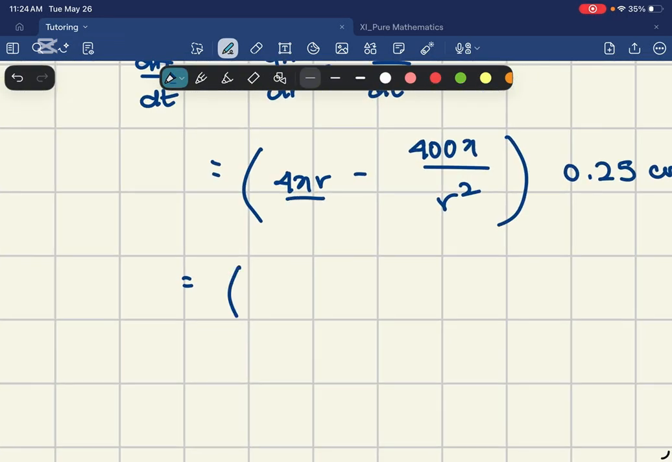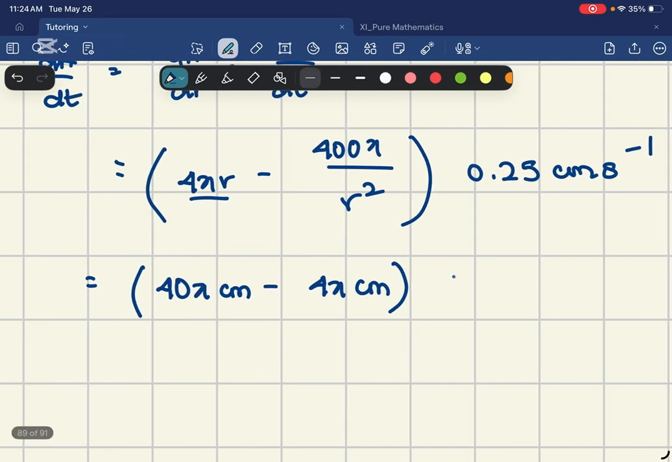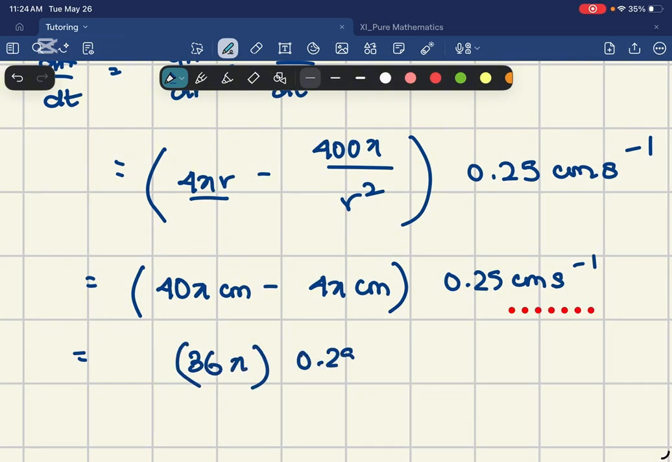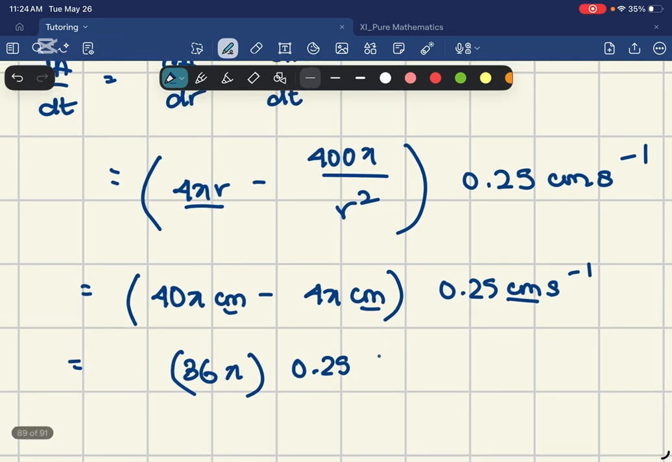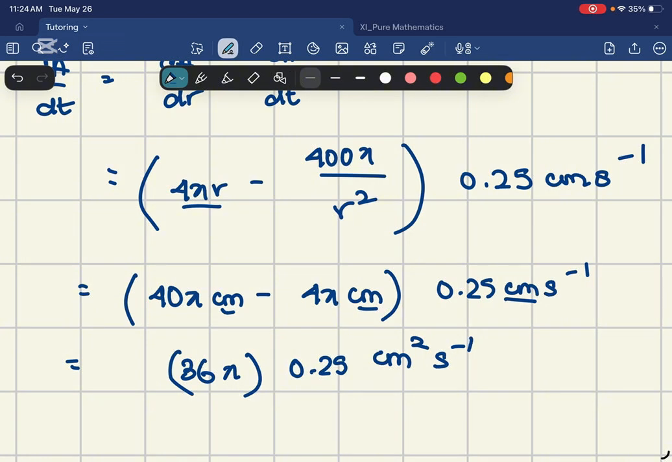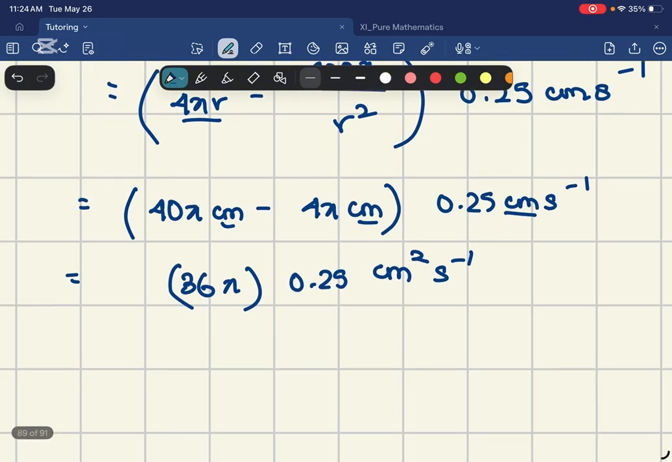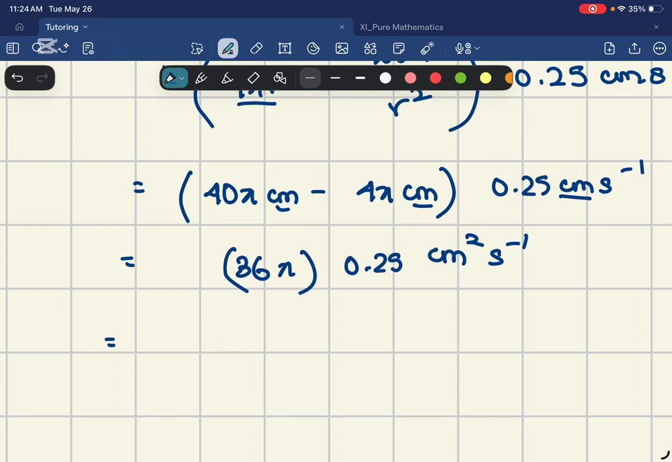And you will get, if I substitute 10 here, remember, what are we substituting? 10 centimeters, right? So if I substitute 10 here, I'm going to get 40 pi centimeters minus, if I substitute 10 here, 10 squared is 100, 400 divided by 100 is just 4 pi centimeters per second. So that is going to be 36 pi times 0.25, and centimeters times centimeters. So centimeters minus centimeters is just centimeters. Centimeters times centimeters is going to be centimeters squared per second. And that makes sense because change of area has to be centimeters squared per second. So now that is just going to be 9 pi centimeters squared per second. And that is your final answer.